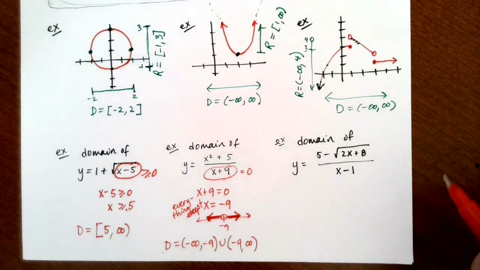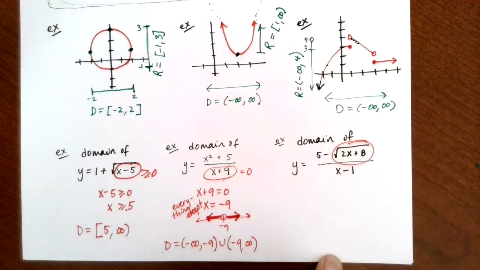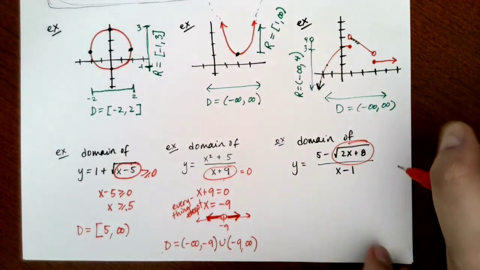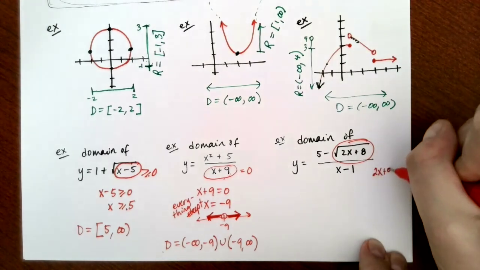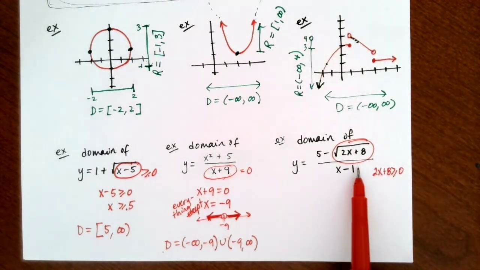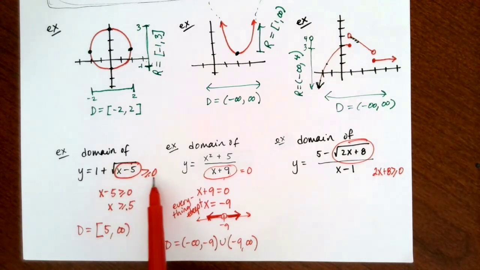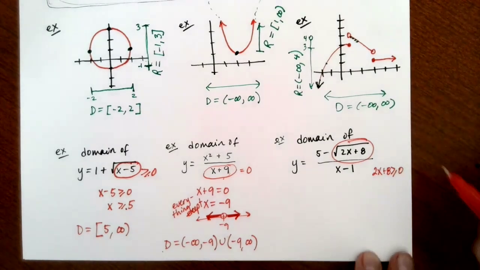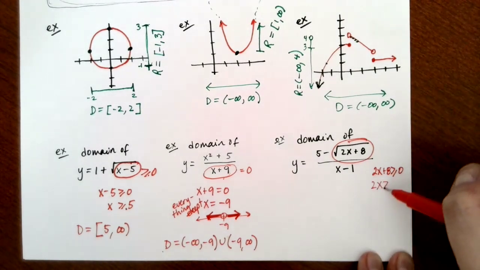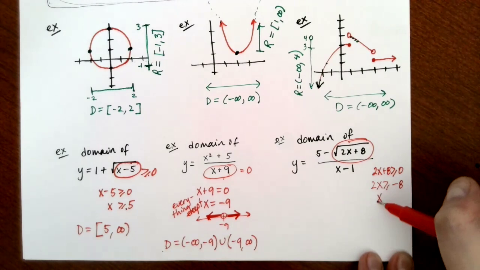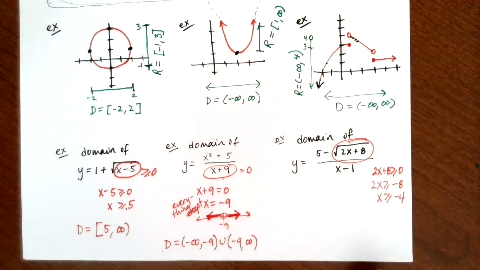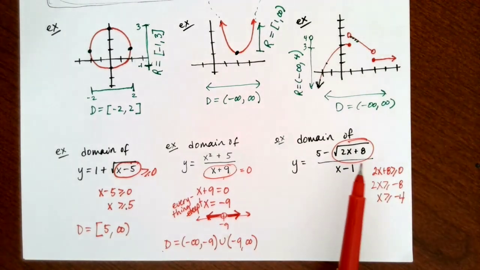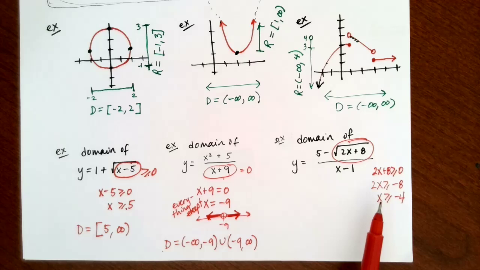So let's do the 2x plus 8 first. The order doesn't really matter. All right, so because I have a square root, I can see that I need 2x plus 8 greater than or equal to 0. Anything that's under a root gets greater than or equal to 0. It's the denominator that will set equal. All right, so I'll subtract the 8, divide the 2, and I get that for the square root to work out, I have to plug in x values that are greater than or equal to -4.